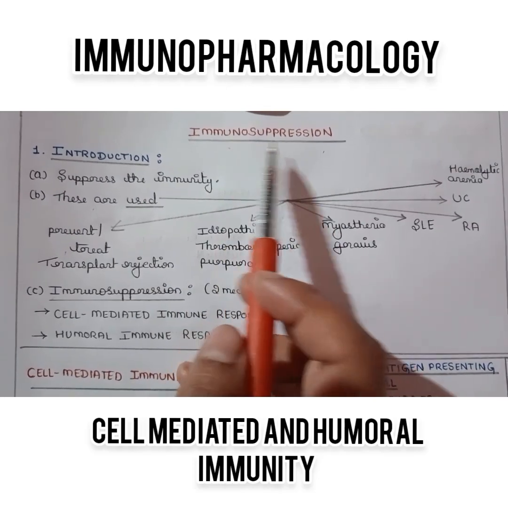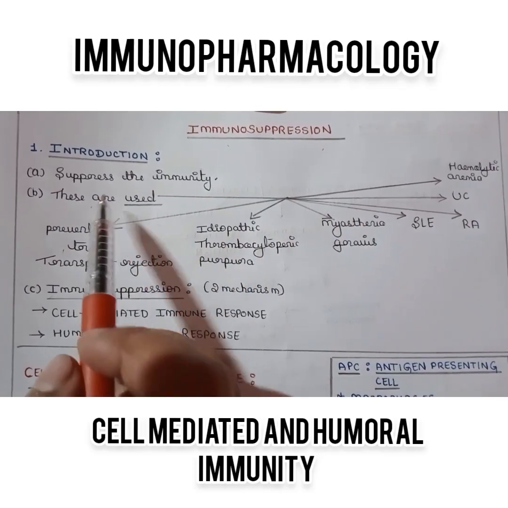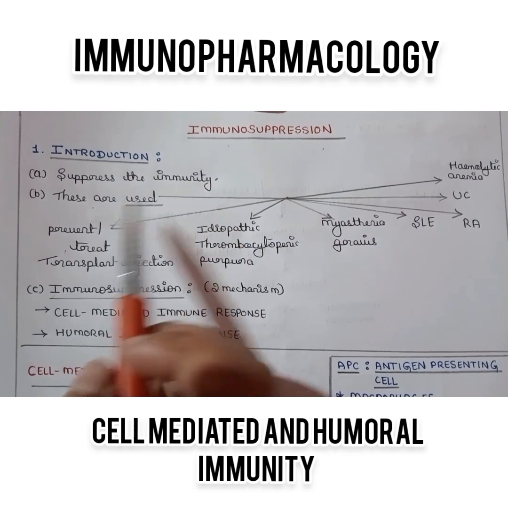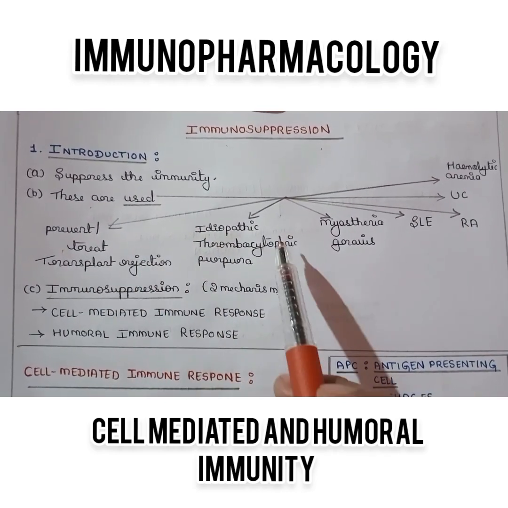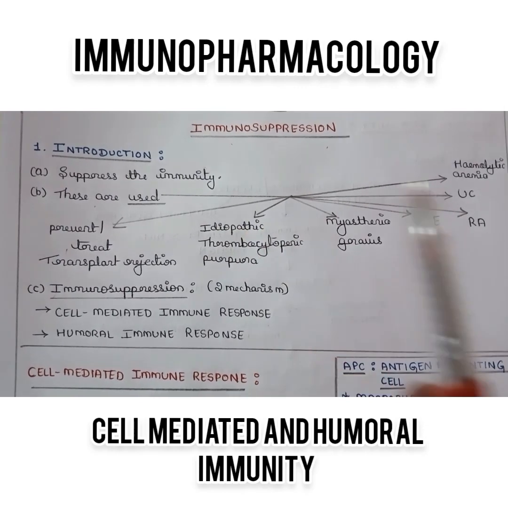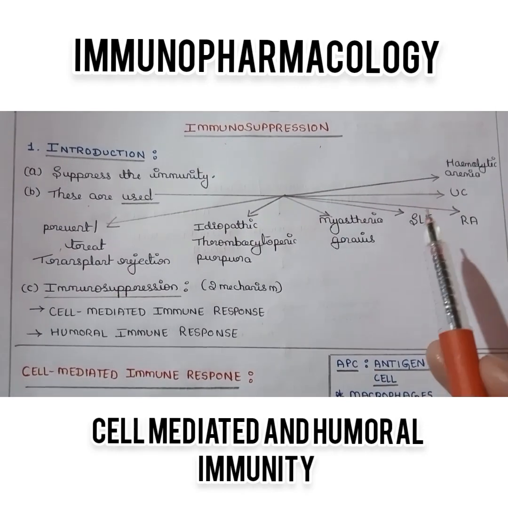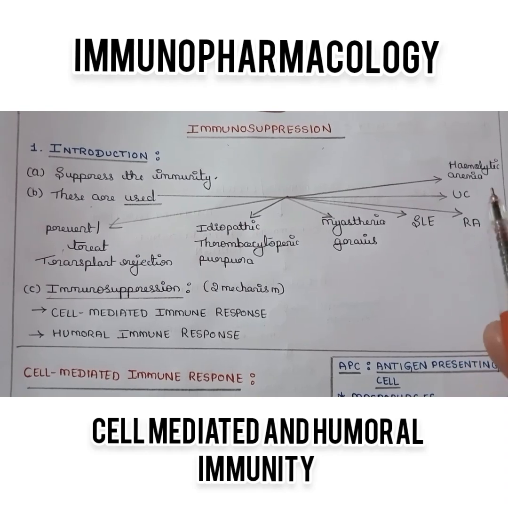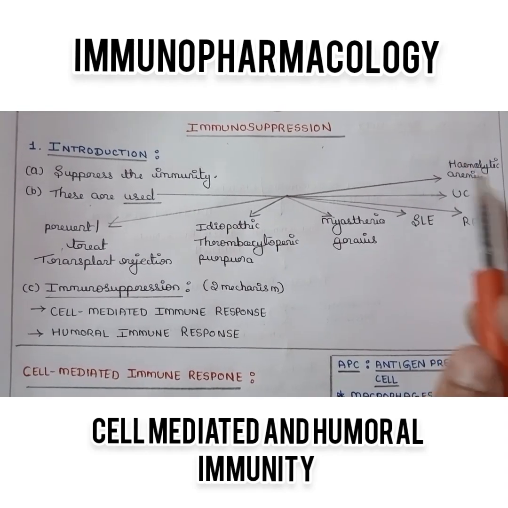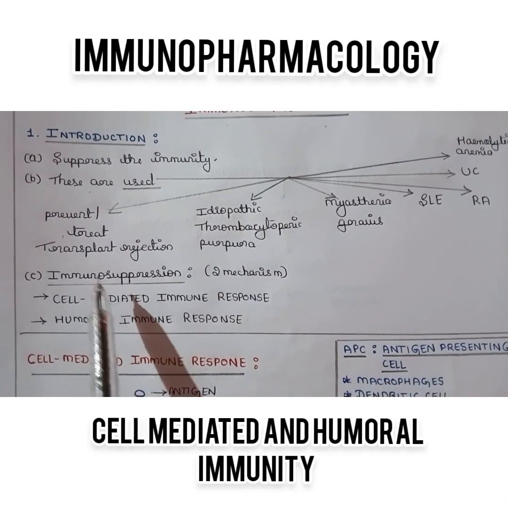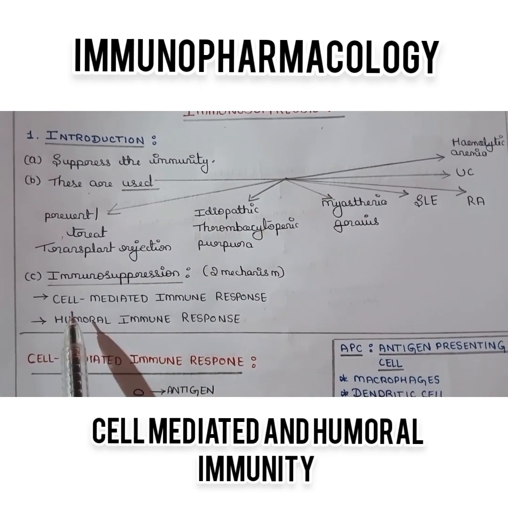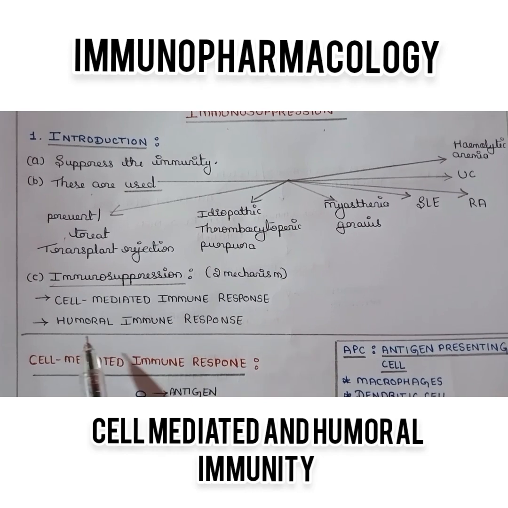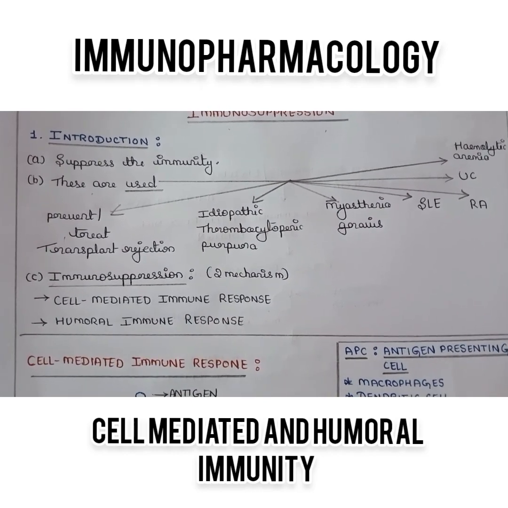Let us now move on to immunosuppression. It is nothing but the suppression of the immunity. They are used mainly to prevent and treat transplant rejection, idiopathic thrombocytopenic purpura, myasthenia gravis, systemic lupus erythematosus, rheumatoid arthritis, ulcerative colitis, and hemolytic anemia. Immunosuppression happens in two mechanisms. First is cell mediated immune response, second, humoral immune response.